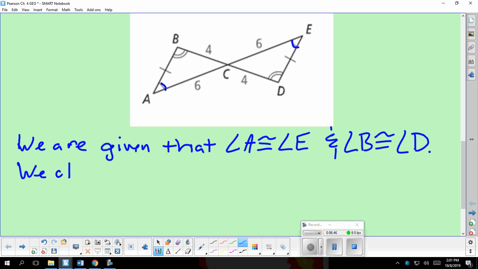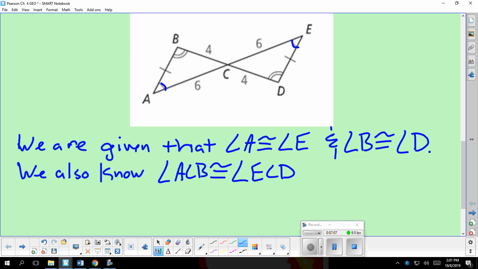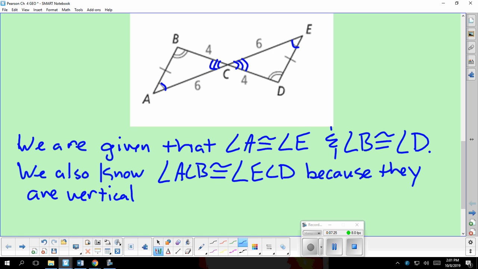We also know angle ACB is congruent to angle ECD, because they are vertical angles. These guys are congruent in here. Whenever I see that X, I know those are congruent. I've shown all three angles are congruent, but that's not enough.